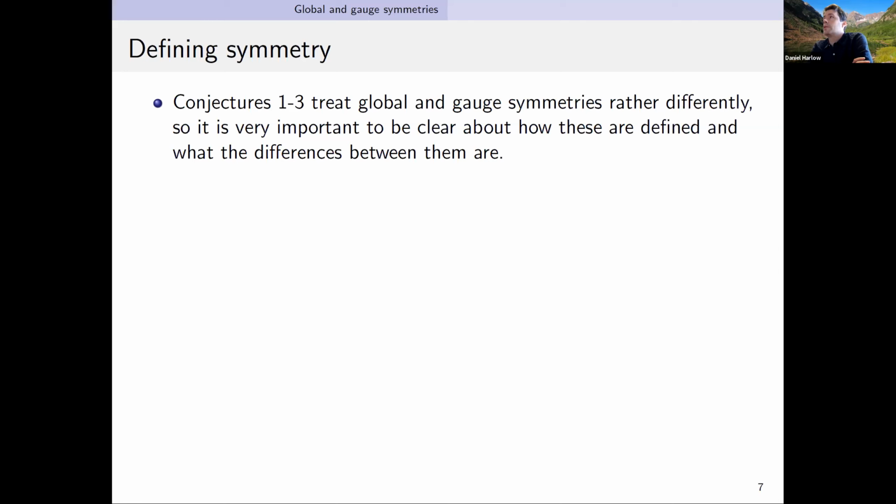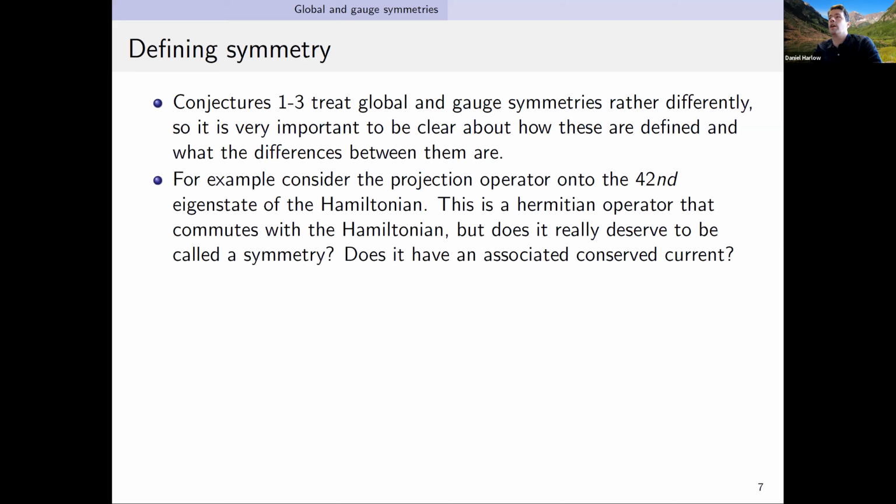So it's very important to be clear about how these are defined and what the differences are between them. Since the conjectures treat them differently, we better define them differently. So just to give you some examples of the kind of issues you have to think about to get the definitions right, say in any quantum field theory or any quantum system for that matter, we could take a projection operator that projects onto the 42nd eigenstate of the Hamiltonian.